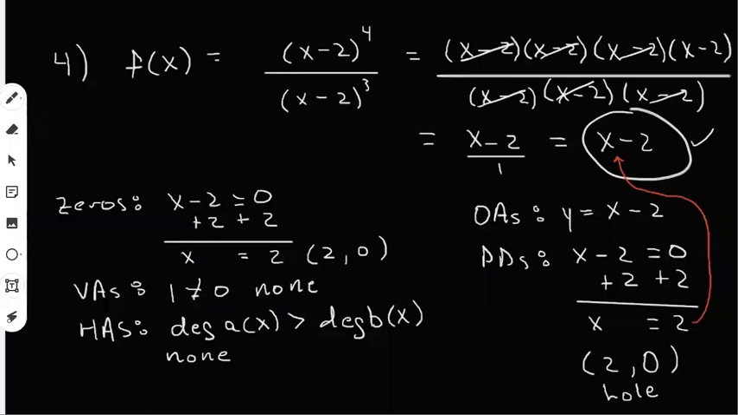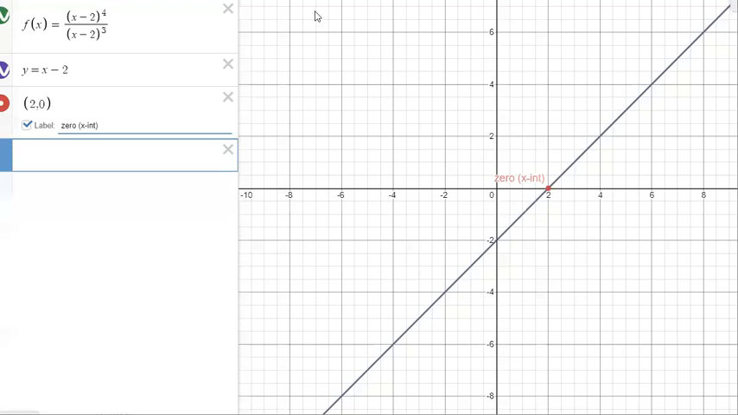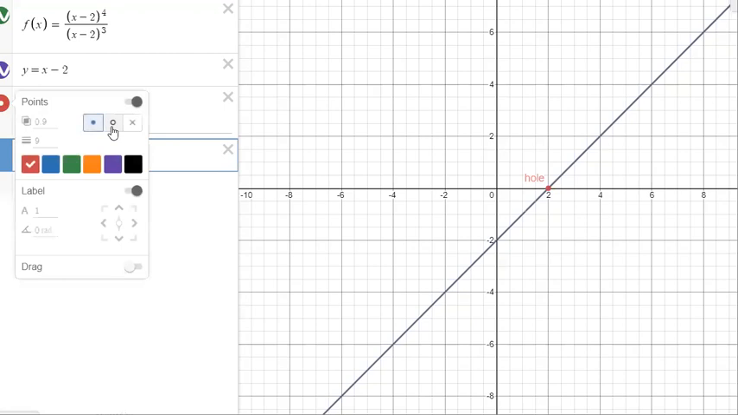So let's graph that. 2, 0. That should be the hole. It's actually already graphed as the 0. So all I have to do is call it the hole and then hollow out that point. I'll change it to an open circle instead of a closed dot. There we go.